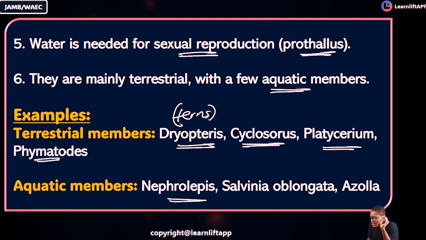Now, in their aquatic members, number one is your Nephrolepis. Number two is the Salvinia oblongata. It's not brain, we'll soon get to nervous system. Number three is the Azolla. But please, in all of them, just know that some are aquatic, right? But majorly they are terrestrial members. And what is the most common member? It is the ferns, which are the Dryopteris.